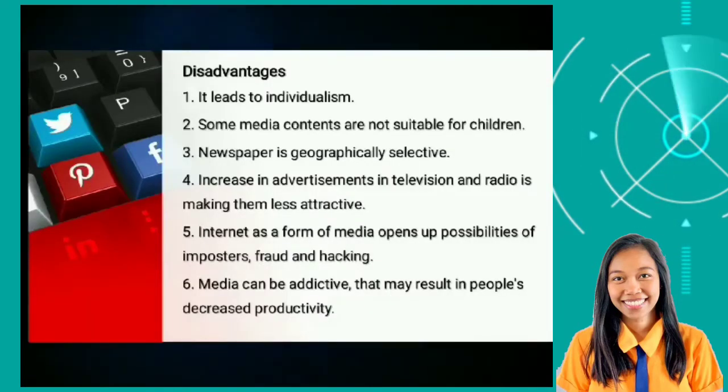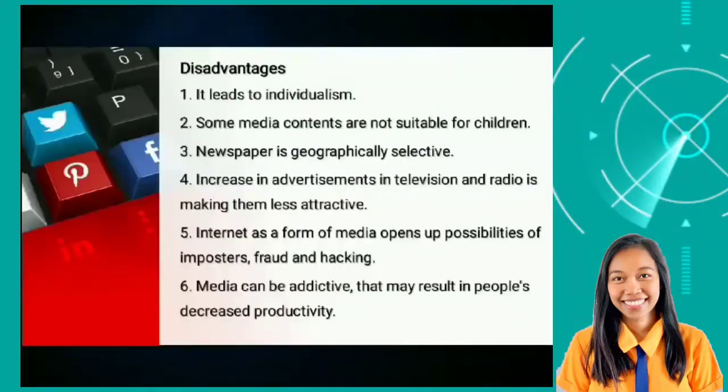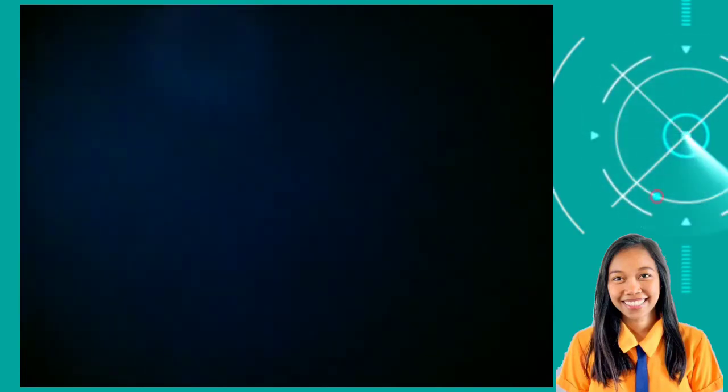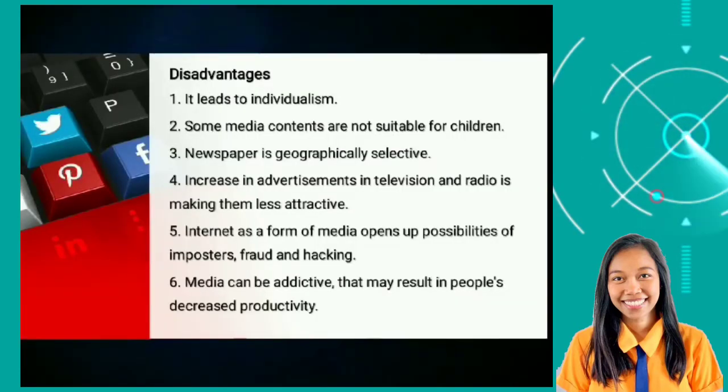So now, let's talk about the 10 disadvantages of media. Number 1, it leads to individualism. Spending too much time on the internet and watching television, socialization with friends, family, and neighbors is affected. Number 2, some media contents are not suitable for children. Limiting children's access to such content can be difficult.